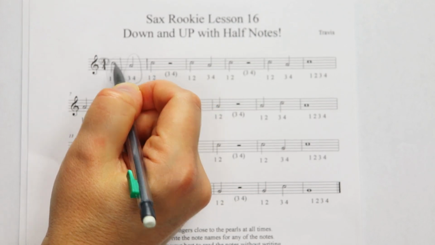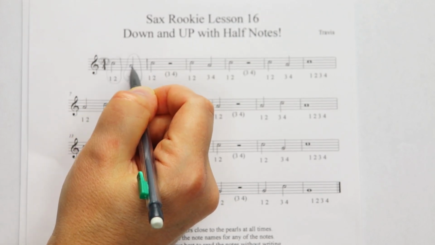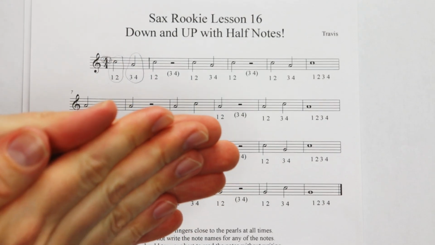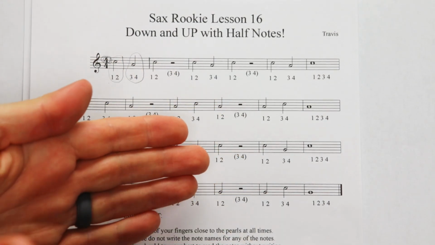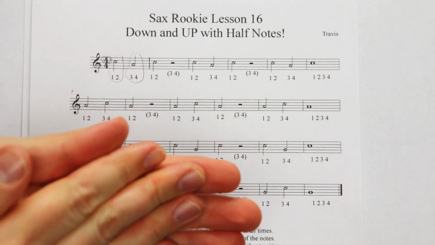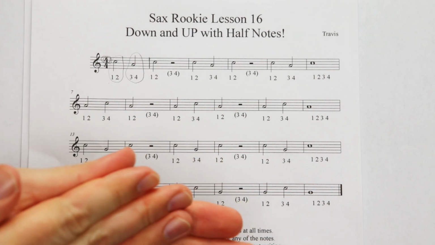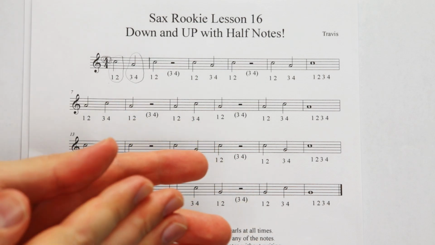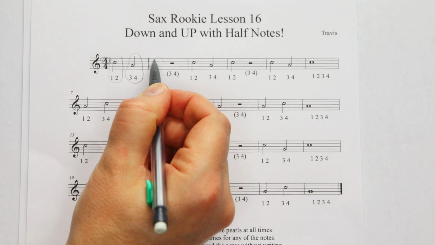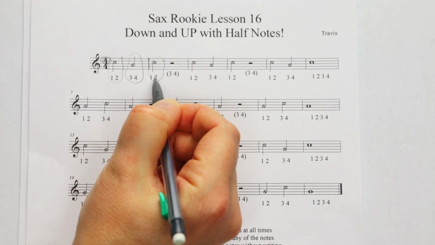So we have 2 half notes in this measure. All right, and they are counted and clapped like this. We would go for the first one, 1, 2, and then for the second half note, we would go 3, 4. Okay, and then the next measure, we have a half note again, which gets 2 counts, 1, 2.